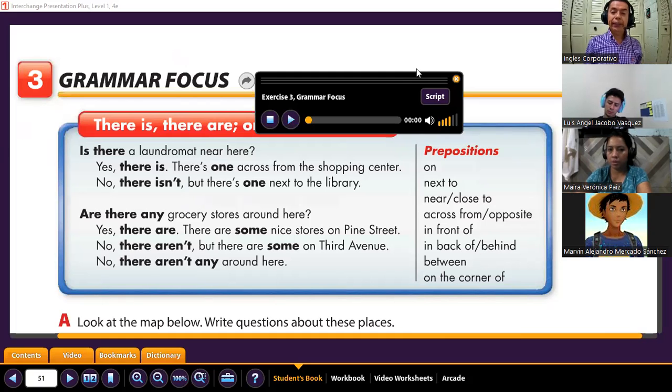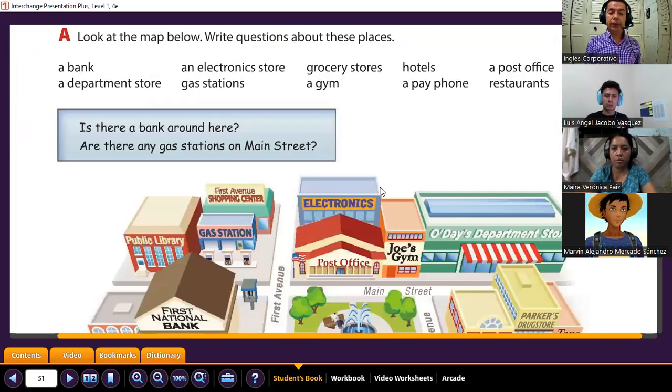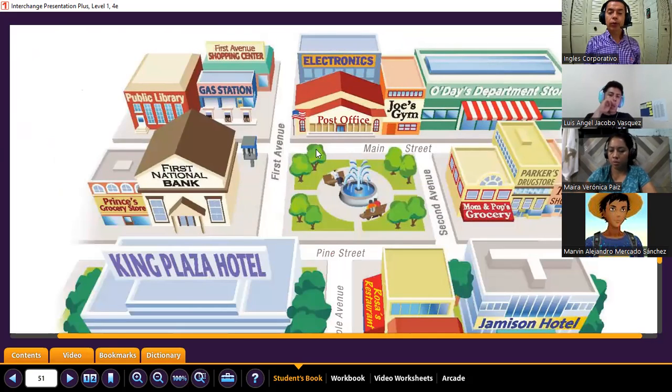Okie dokie. Now, with this information, we're going to make an exercise, right? Good. Look at the places, class. We have shopping center, gas station, public library, electronics, post office, Joe's gym, you know, up and down, Joe's gym. Department store, like Siman, Sambor, Saras, Bershka. We have department store, right? First National Bank. Princess Grocery Store, a telephone, a park. Mom and Pop, right? Grocery Store, right?